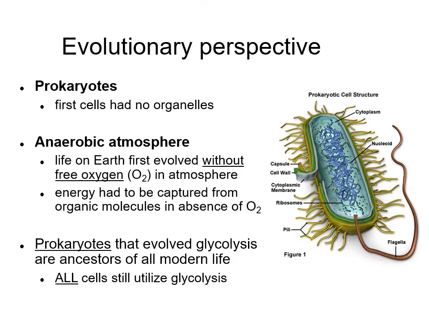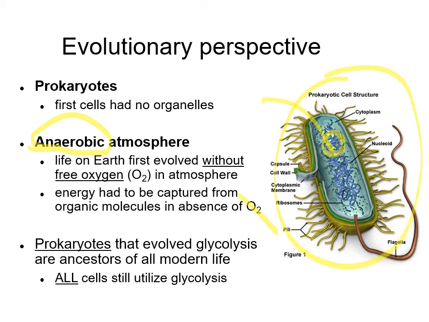Remember that prokaryotes don't have any fancy organelles. They have their cytoplasm here, and they evolved in an anaerobic environment, atmosphere. There was very little oxygen on Earth when prokaryotes were evolving, and so one of the processes that some of them use to get energy does not require O2. That's glycolysis.